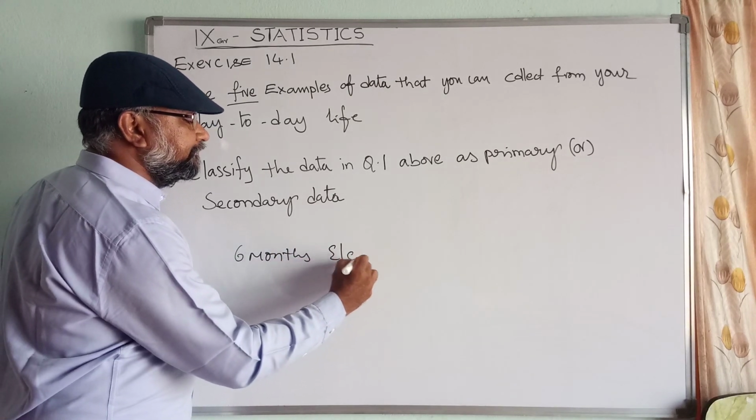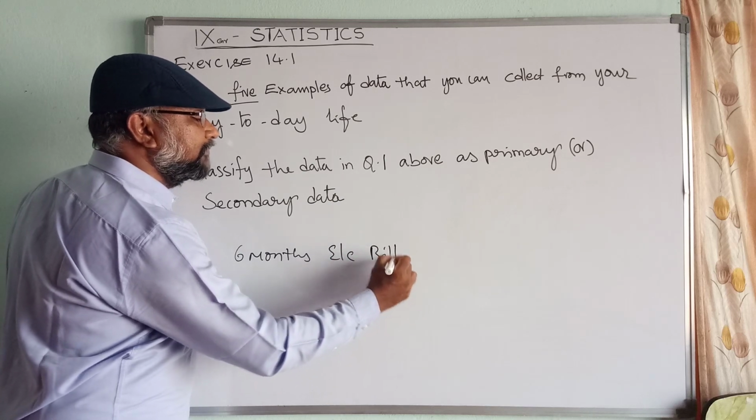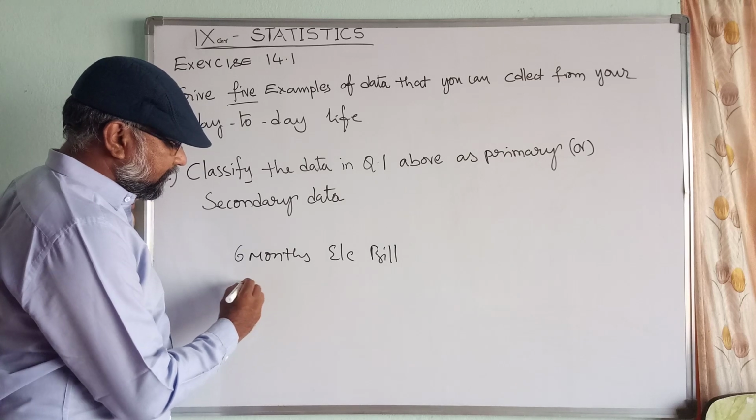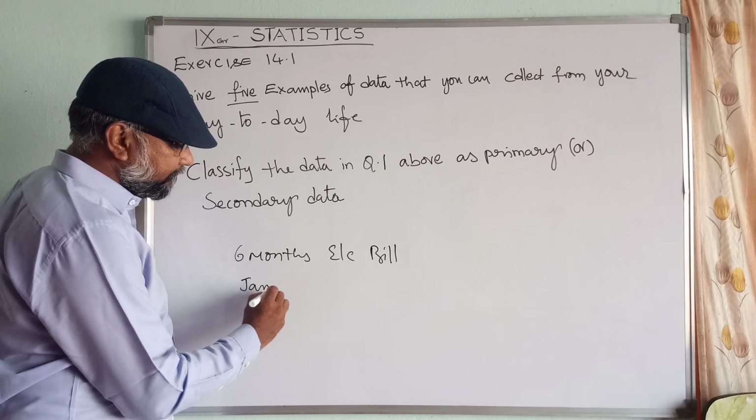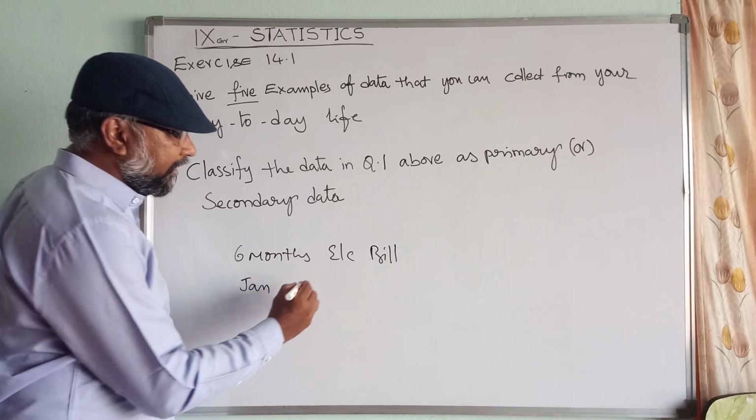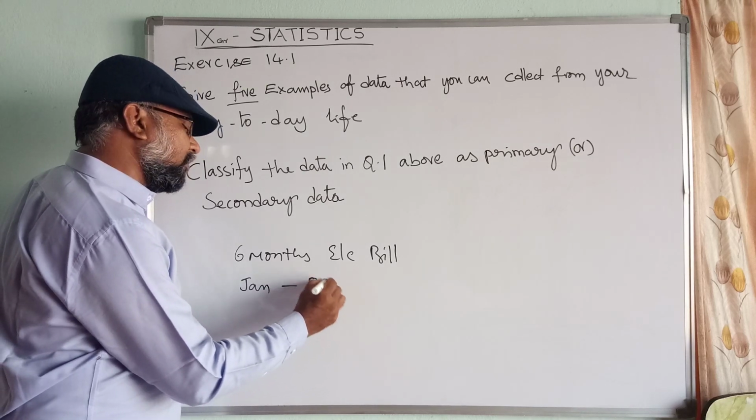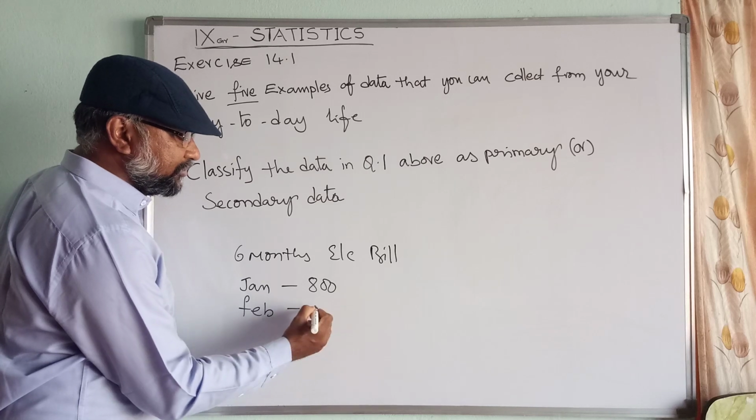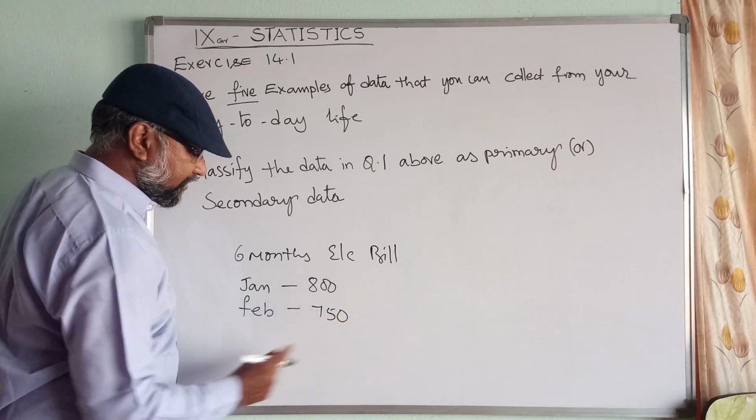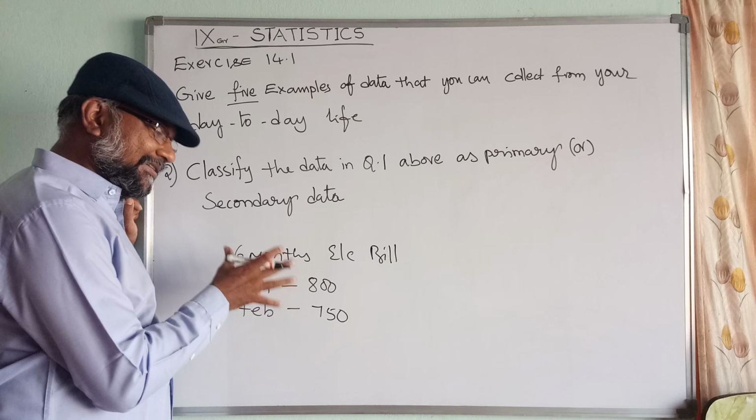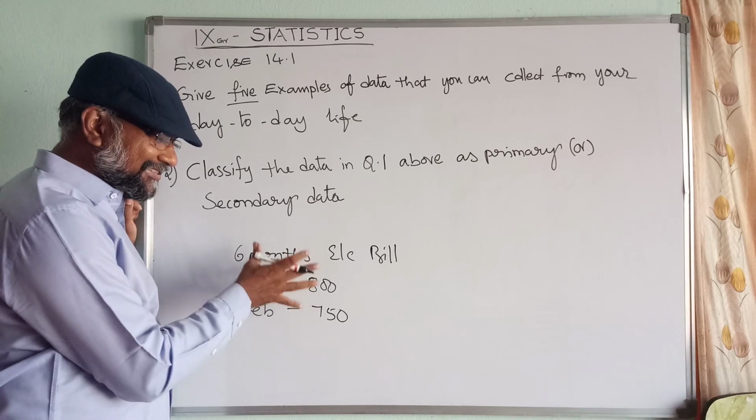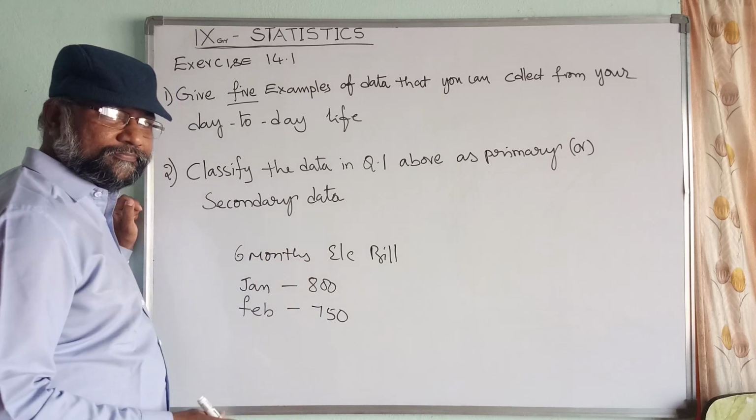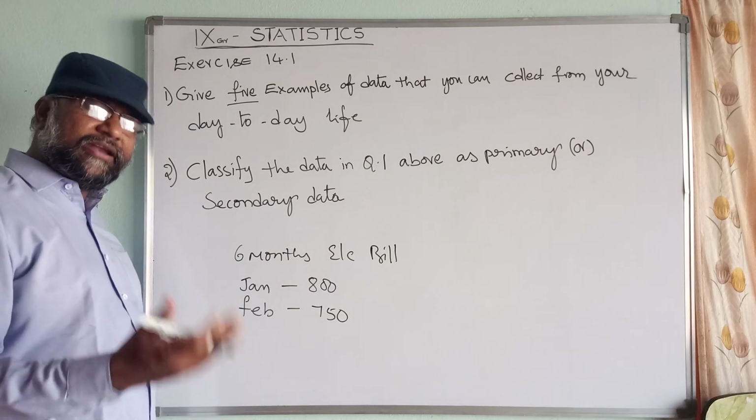electric bill, that is data. So for an example, January, how much your father paid, maybe around 800. February, so yes, you can say 750. So likewise you can collect some data. So this is one example. Now you can create it by your own.